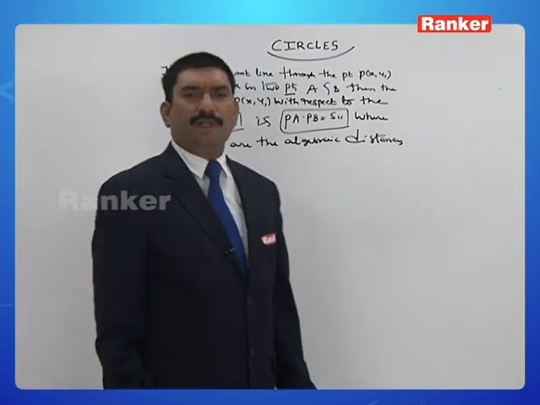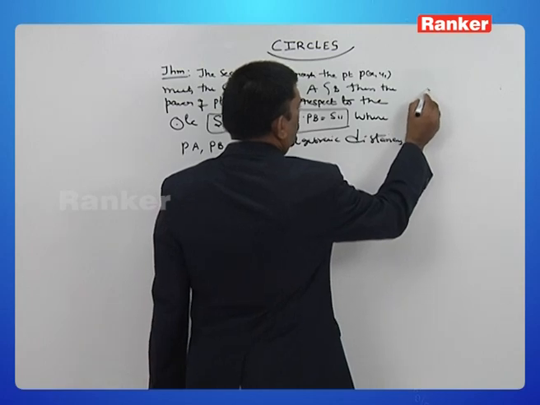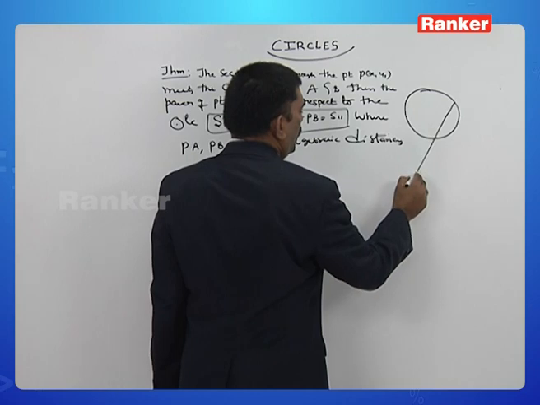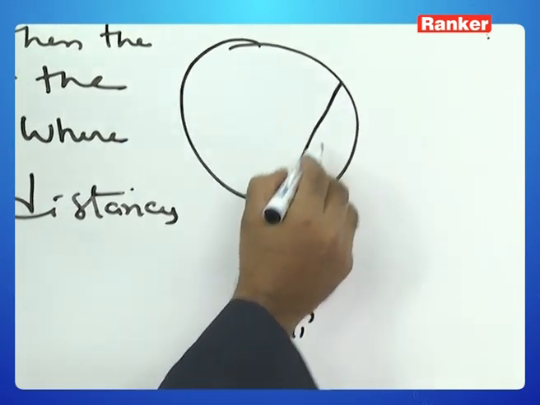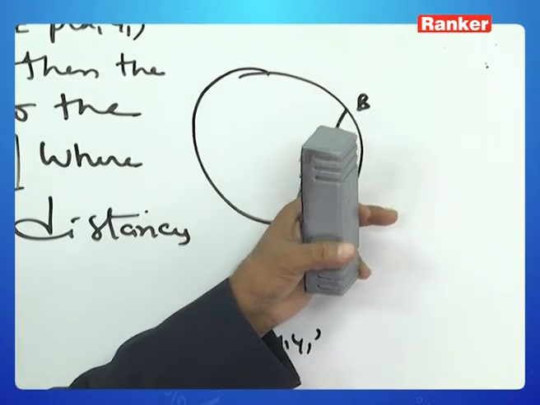Let us see how it is possible. Now, if I go to this one, this is the circle. You draw a what? Line. This is x1 comma y1. This is A, this is B. This is called secant line, right?